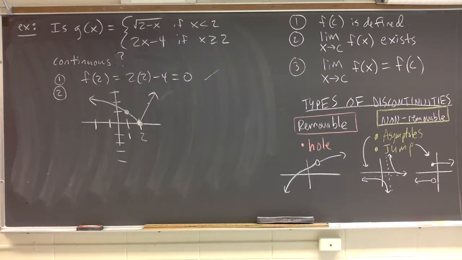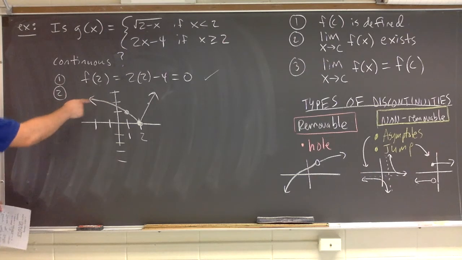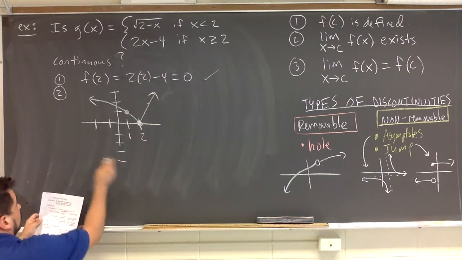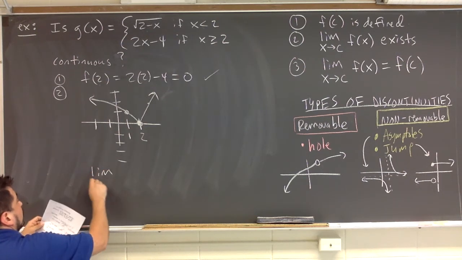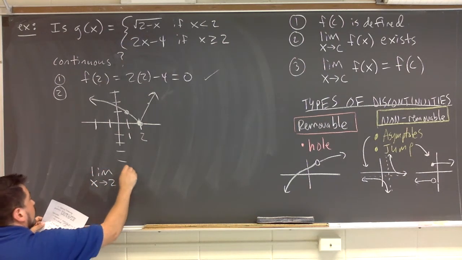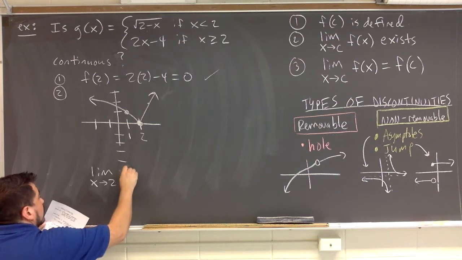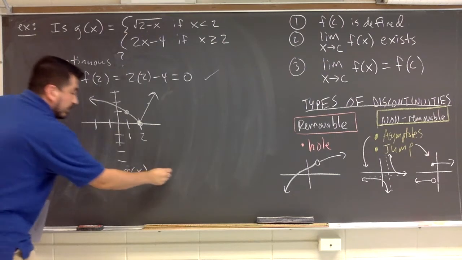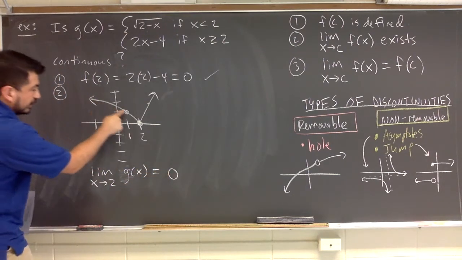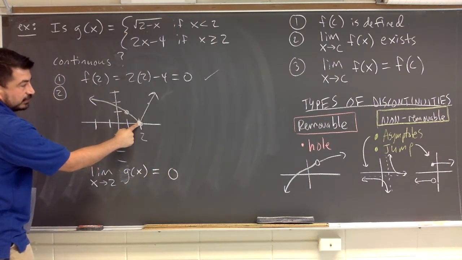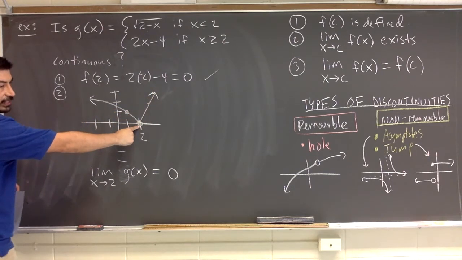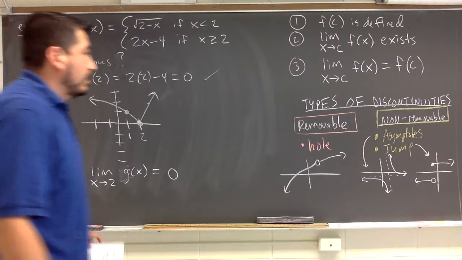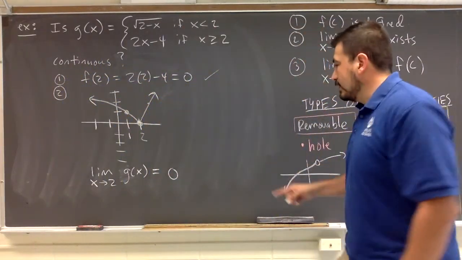All right? And so according to this, the limit as x approaches 2 for g of x does in fact equal 0, right? From the left, I get to y equals 0, and from the right, I get to y equals 0. I go to the same point, okay? So that's the second condition. So the limit exists, there it is.